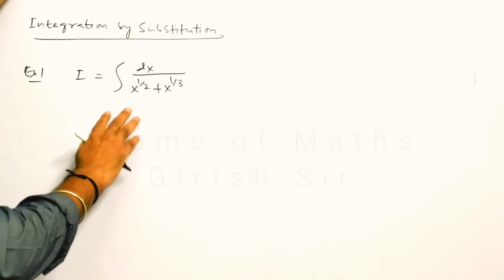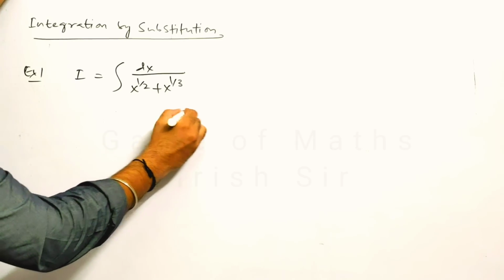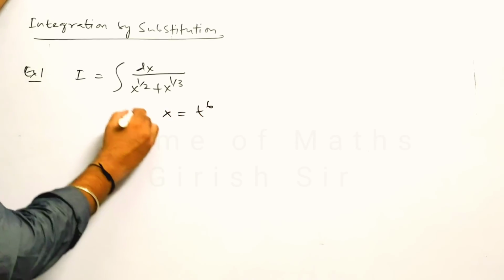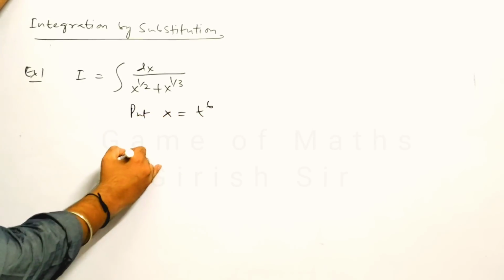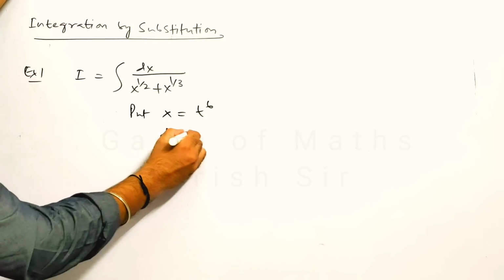Let's see some more examples based on integration by substitution. Substitution is a very important and useful approach. It can reduce any integral into a simple integral wherever applicable. Like in this example 1, if we substitute x equal to t raised to 6, and differentiate, I'll get dx equal to.